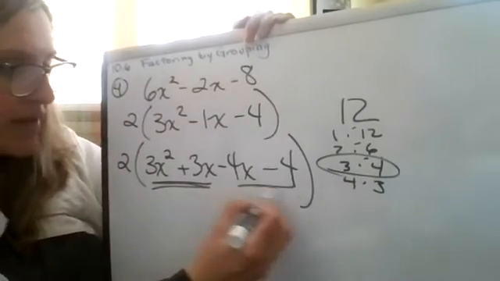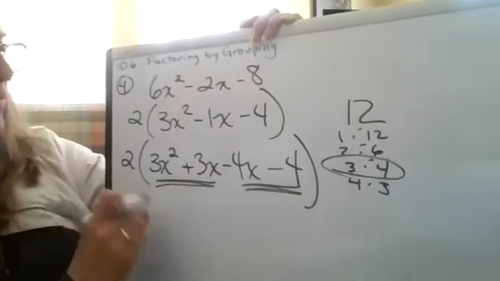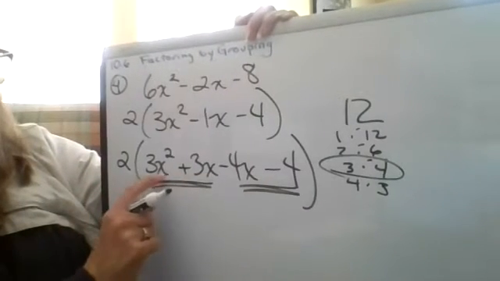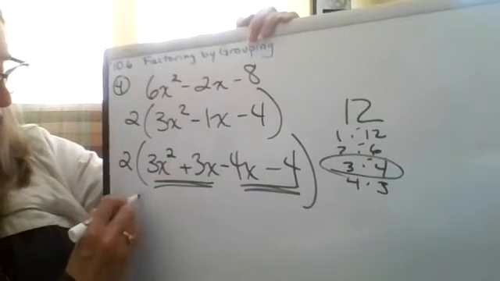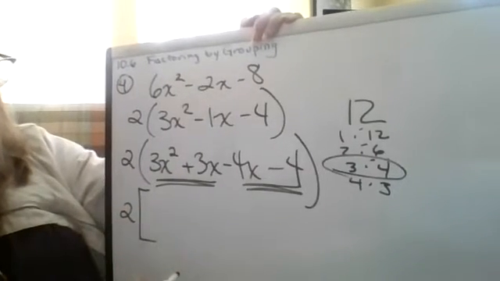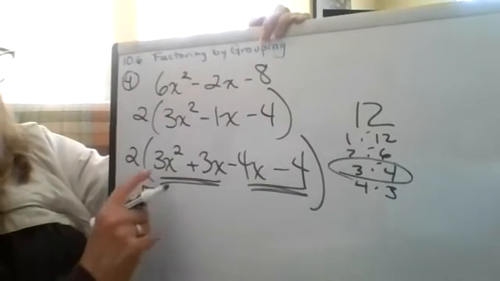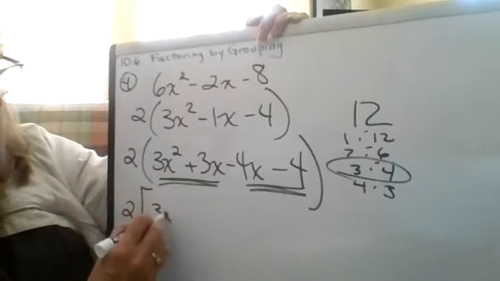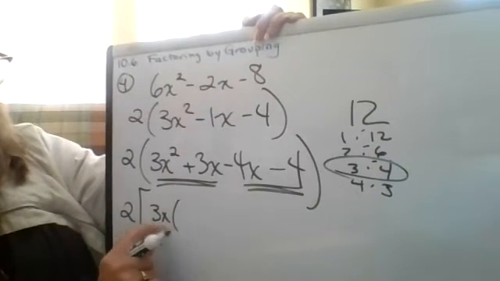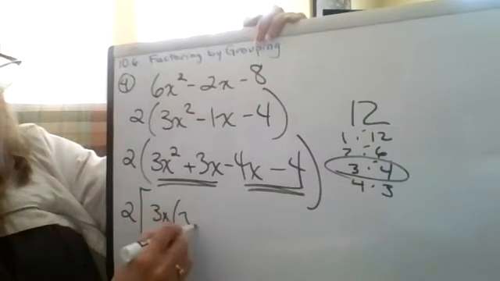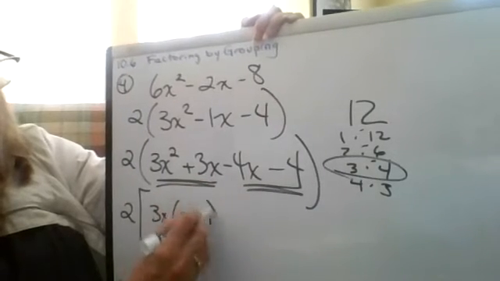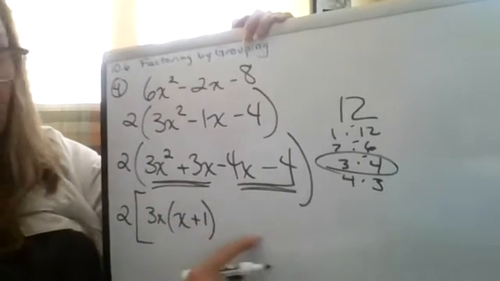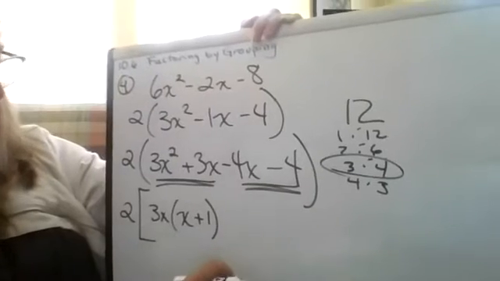So I'm going to group this one and this one together, and let's see what we can pull out. I always am going to be able to pull out an x from this one, and now I can also pull out a 3. So I'm going to change to a bracket so it doesn't look so complicated. I'll pull out a 3 and an x, and what am I left with? 3x times what? Well, just x. And then 3x times what to get 3x? Just positive 1. So now my match on this side should be x plus 1. That's what I'm looking for.